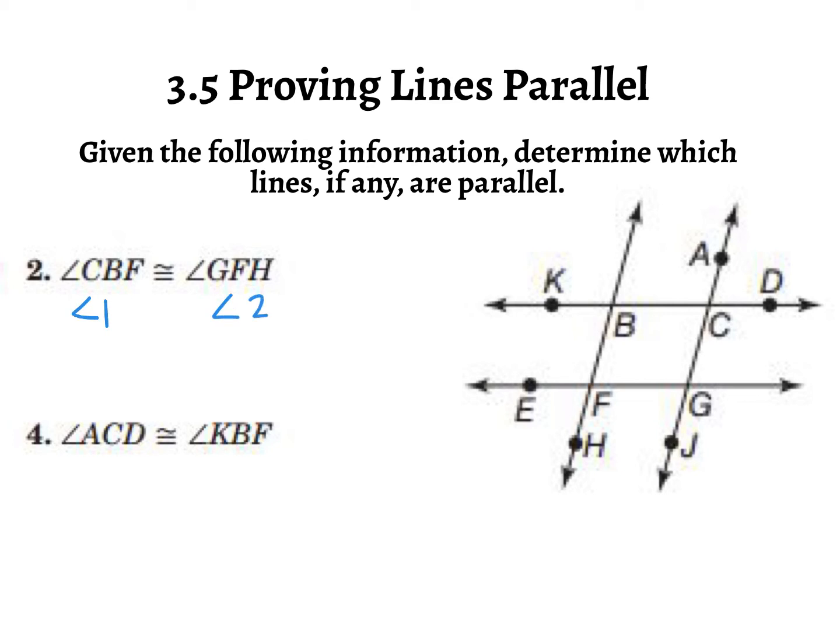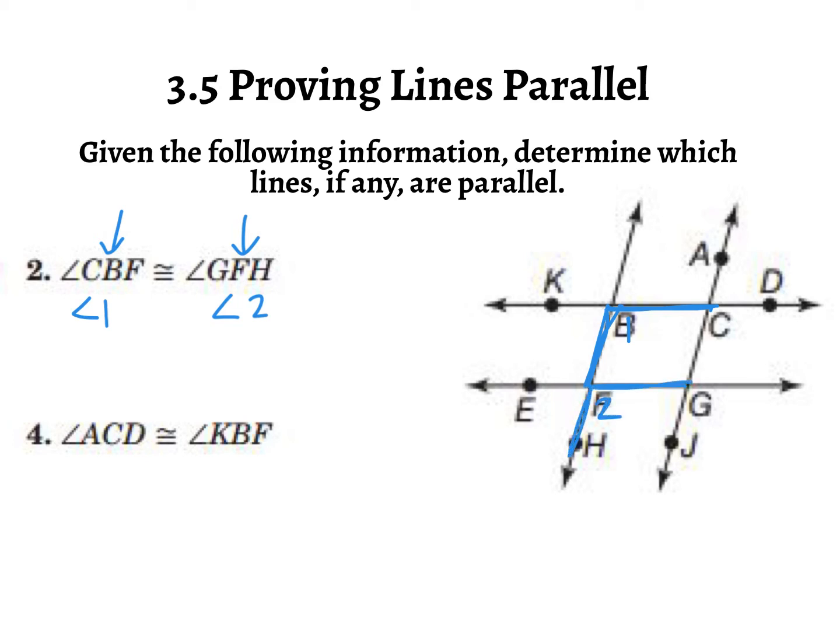So CBF. Remember, the angle in the middle is the one that we're really interested in. The first and last letter tells us where to start. So we start at C, B, F. This is angle 1. Angle 2 is GFH.